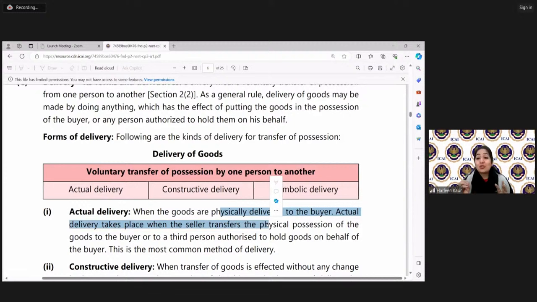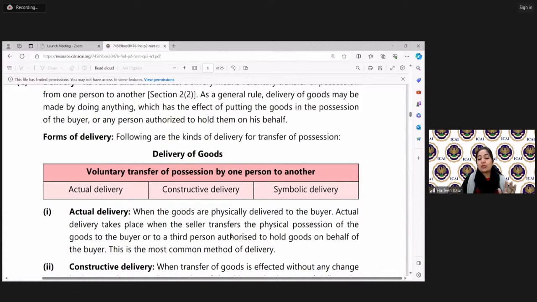Blinkit pe aapne order place kara, delivery charges lagenge definitely. But the guy came to your house and he gave you that chocolate to munch. Physical delivery has taken place. That means this is the actual delivery of goods. So actual delivery kab hoti hai? Jab aapke doorstep pe physically goods aapko de diye jaate hai, that is known as actual delivery. This is the most common method of delivery.